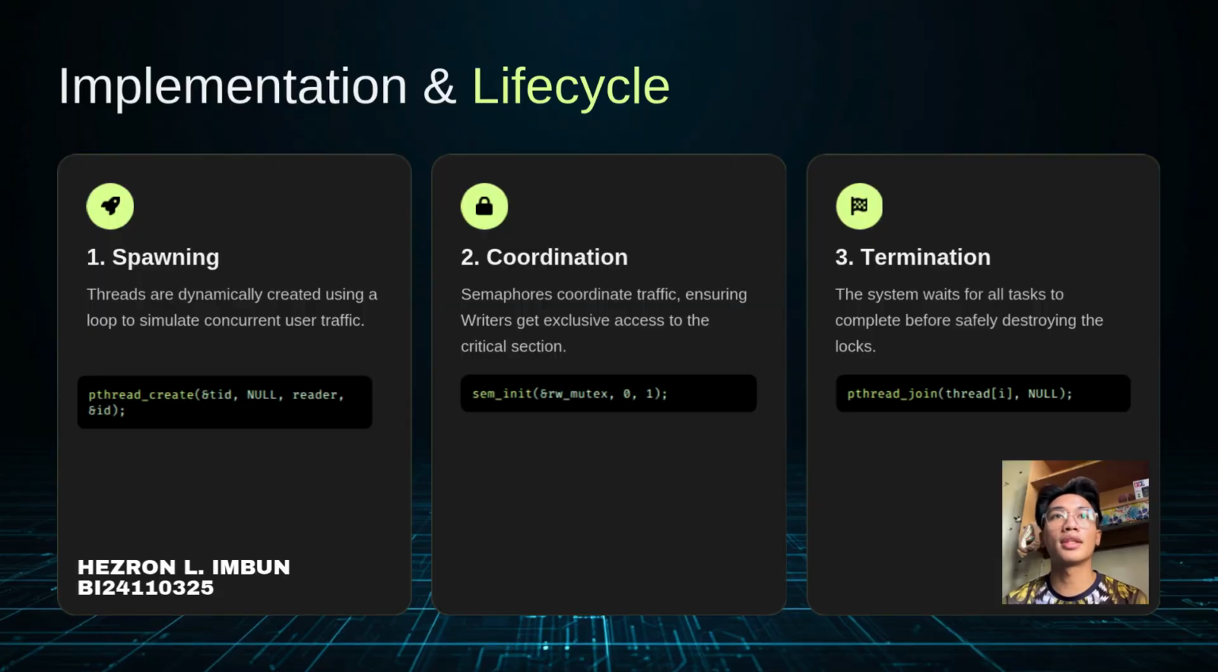A stable operating system cannot leave a background process running. Our system waits for all specific tasks to complete and then utilizes pthread_join to securely shut down the threads before safely destroying the logs. These life cycles ensure a highly stable, thread-safe environment.